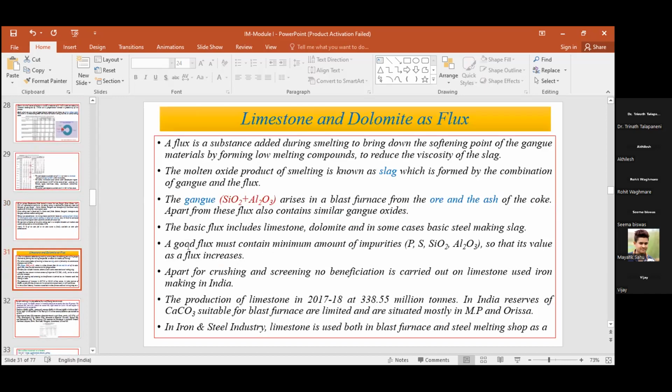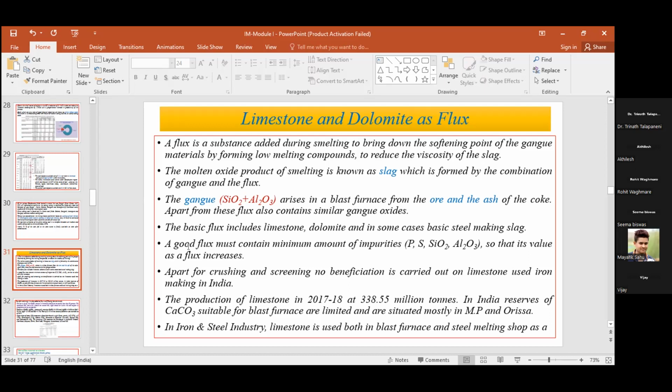Moving on to the next raw material, that is fluxes. So we use limestone and dolomite as fluxing agents in the iron making process to take care of the gangue content associated with the iron bearing material. The purpose of adding fluxes is to lower the softening temperature of the gangue content associated with the iron bearing material.